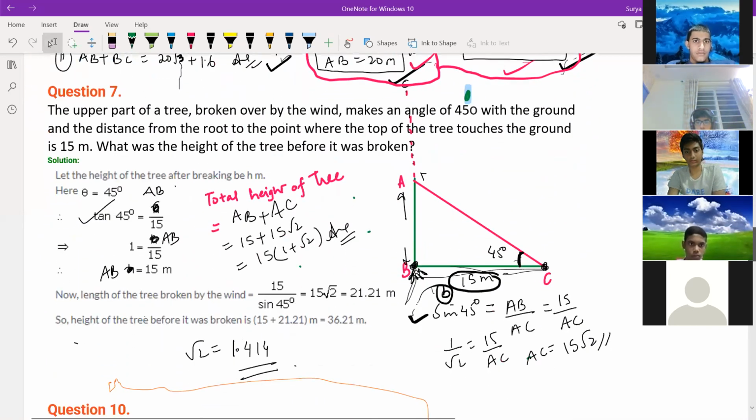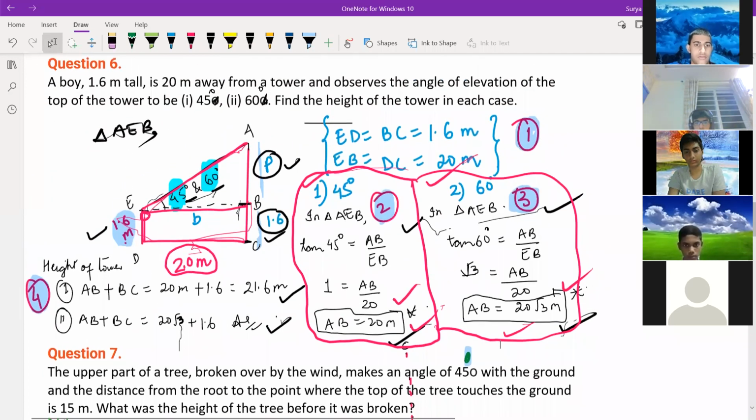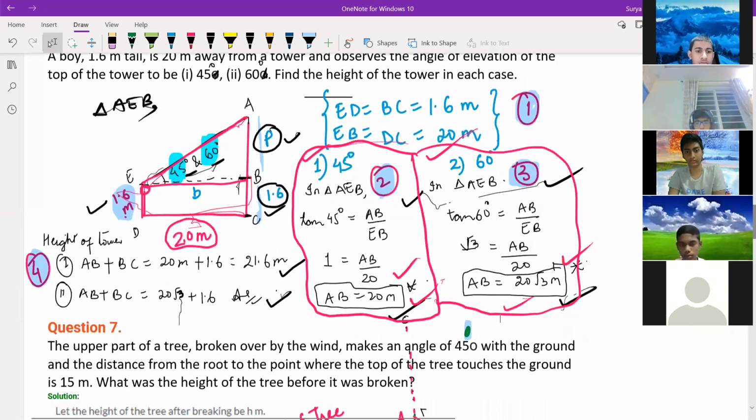See question number 7, all of you. This question I will try first. First you write in the chat box this answer. A tree is broken. Upper part of the tree is broken. Then what to do? How to draw the diagram? That you see.